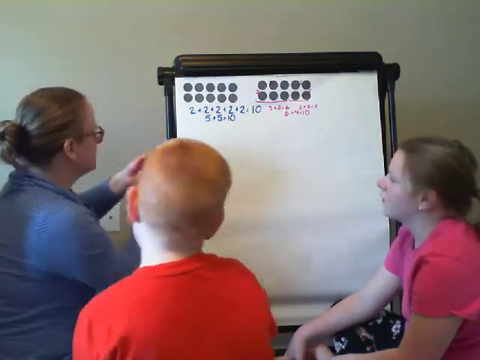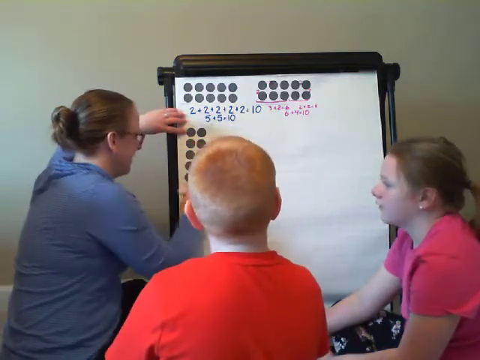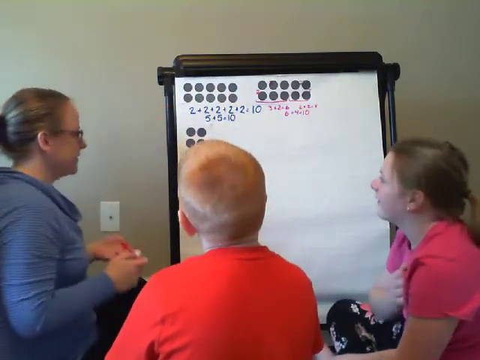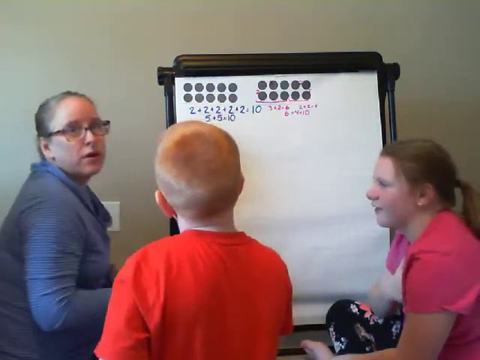All right. Here's the next one. Taylor thinks he already has a way. He hasn't even seen it yet. All right. Here's our next dot card. How many and how do you know?